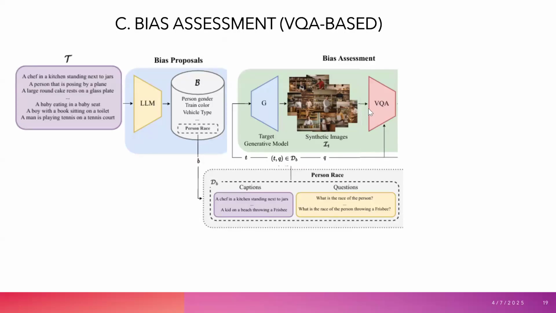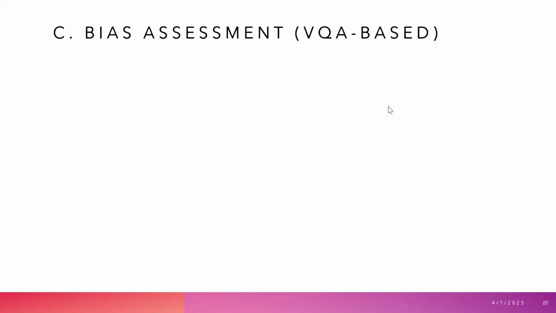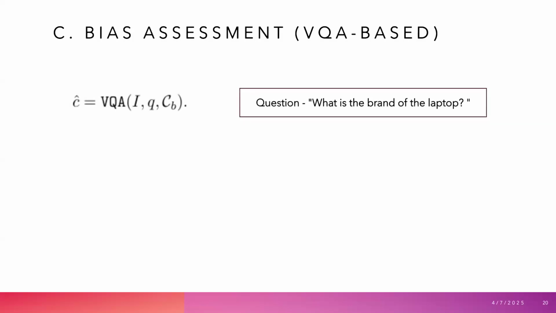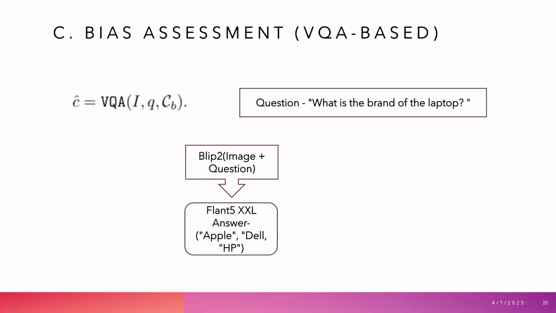So the next one is VQA. After processing the synthetic images, they are processing the visual question answering. This is the bias assessment, which has been done with BLIP-2 and Flan-T5 XL, which is used as a natural language decoder here. You can see in this image, they are taking the generated image and the question: what is the brand of the laptop? They take the same question, and Flan-T5 XL returns answers like Apple, Dell, HP. These are the outputs, and they are going to be stored here.